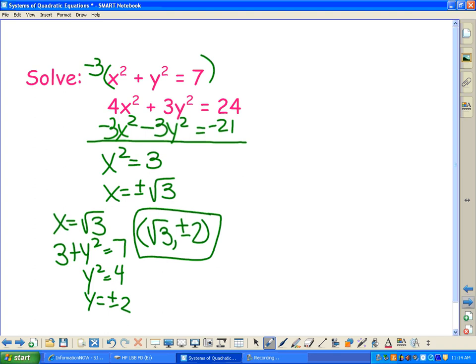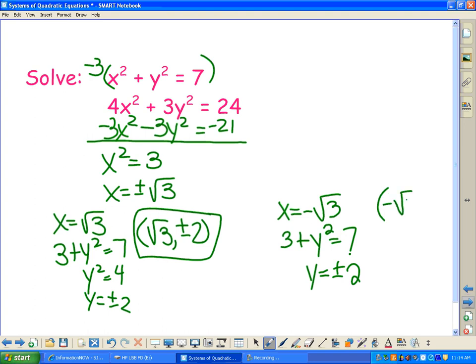Now I need to do the same thing, though, for x equals negative root 3. If you put negative root 3 back in, what's negative root 3 squared? 3. So I'm still going to get this, aren't I? So y is still going to be plus or minus 2. So this ordered pair is negative root 3, comma, plus or minus 2. How many points of intersection does that graph have? 4. Okay? Yes.